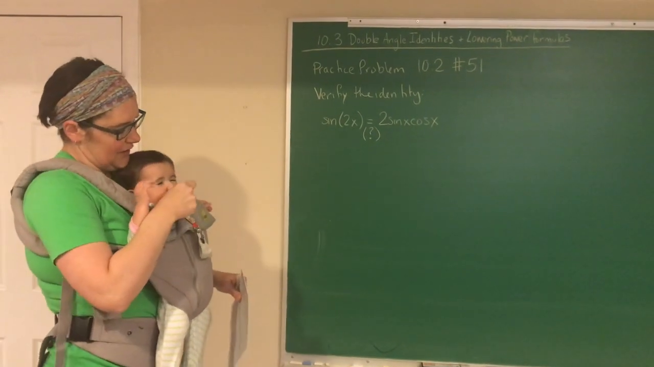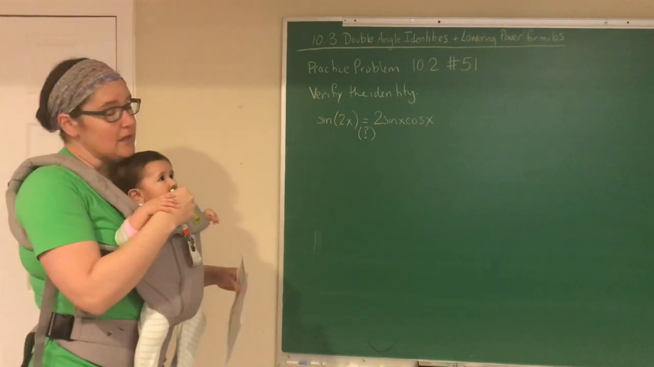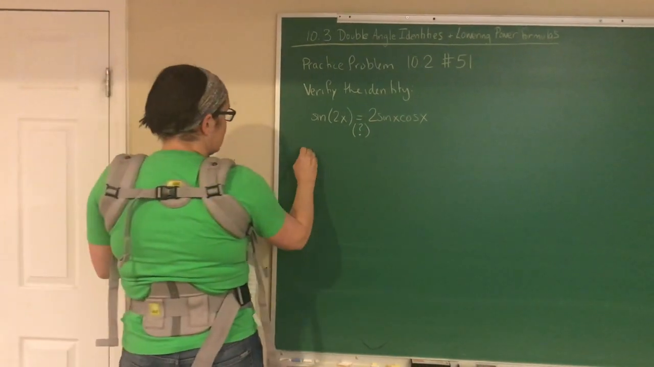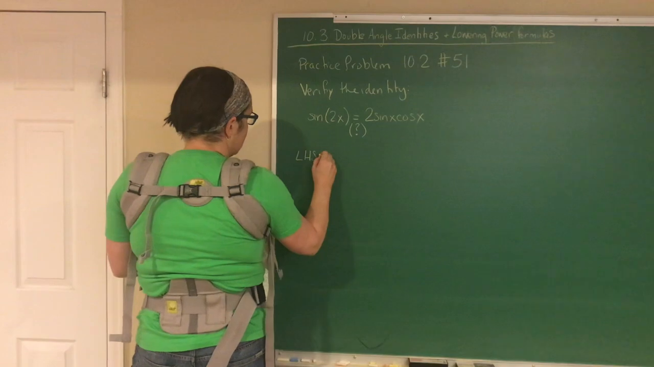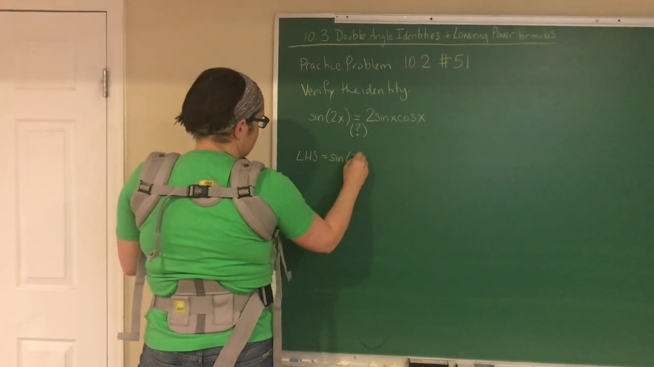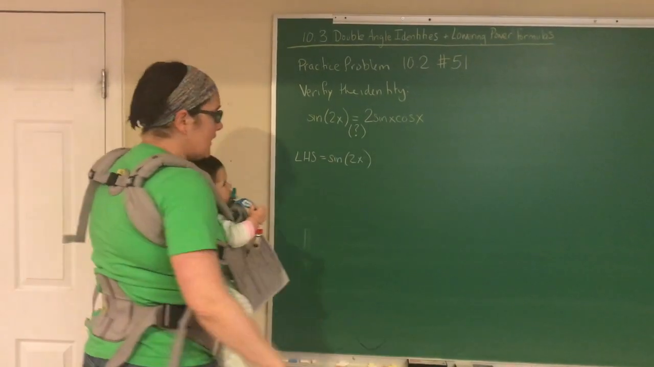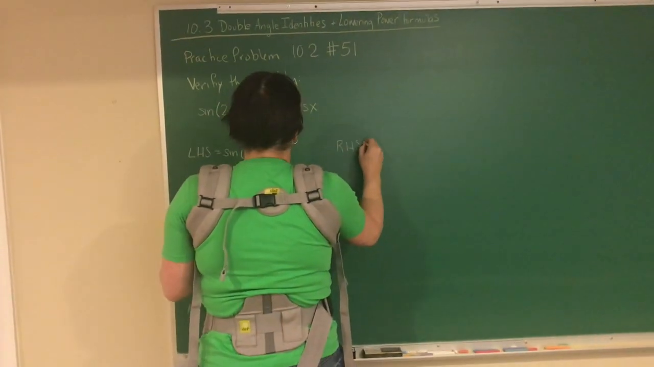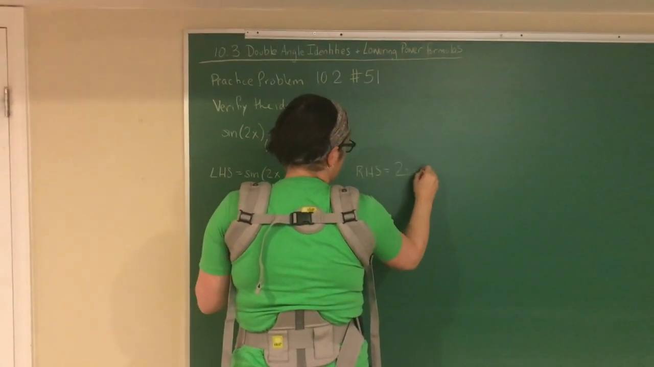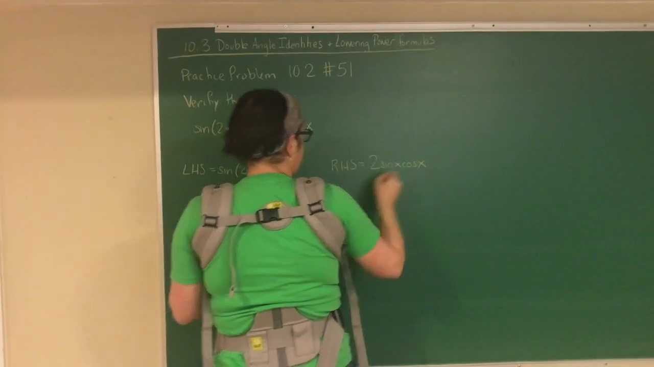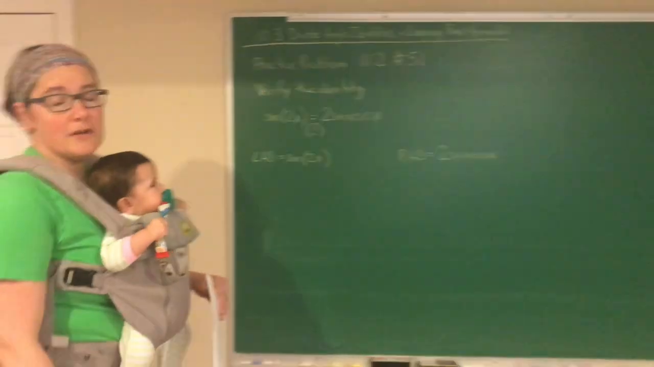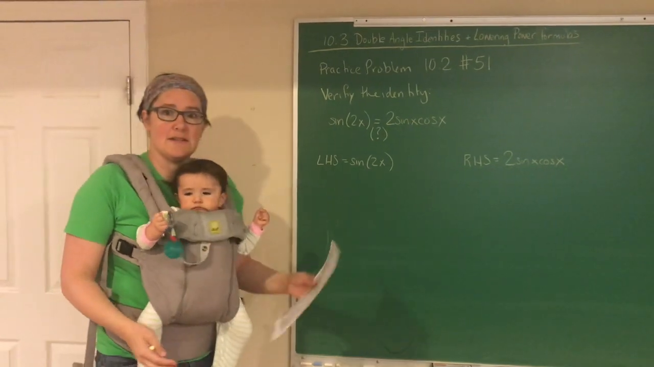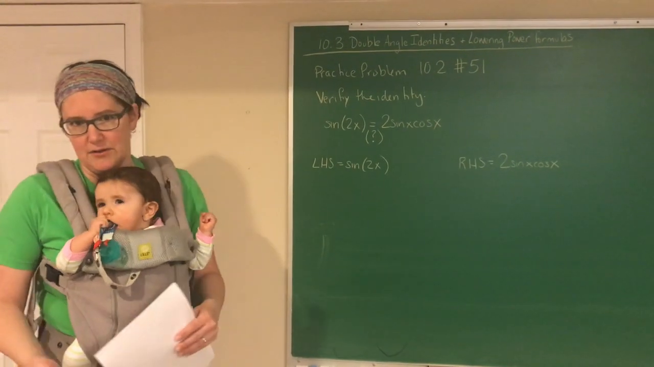The way that we check to make sure that it is true is that we split up the two sides. We have a left-hand side, which in this case is sine of 2x, and the right-hand side, which is 2 times sine x times cosine x. Typically we want to choose the more complicated side and try to simplify it to get the other side.